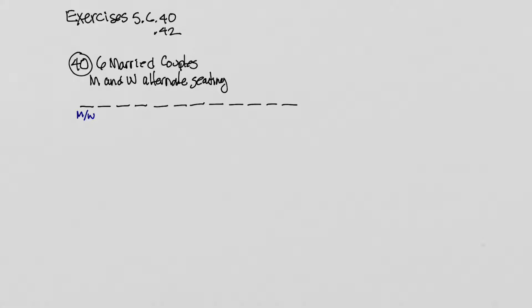Well, we have two choices, two ways to make that choice. Then once that choice is made, say we choose a man for the leftmost position. We could choose any one of 6 men, and now we want to alternate, so now we could choose any one of 6 women. Now for the third position, we could choose any one of the 5 remaining men, and the fourth position, any one of the 5 remaining women, and so forth. Any one of the 4 remaining men, any one of the 4 remaining women, 3, 3, 2, 2, 1, 1.